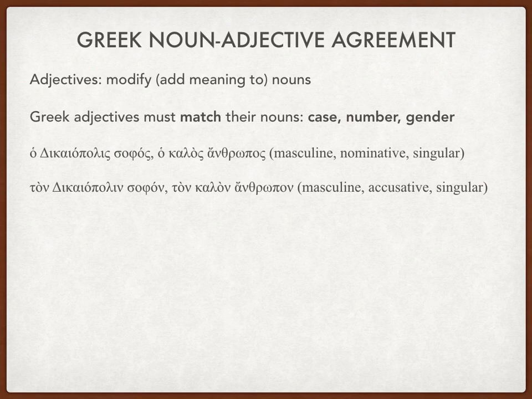Same thing if I change the case of those to the accusative. All I have to do is make sure they're all masculine accusative singular. So, taking those same expressions, I could change wise Dikaiopolis to ton Dikaiopolin sophon. Those are all masculine, accusative, and singular. Same with ton kalon anthropon, masculine, accusative, singular. So these are going to be important. Case, number, and gender all have to match for an adjective to modify a noun.